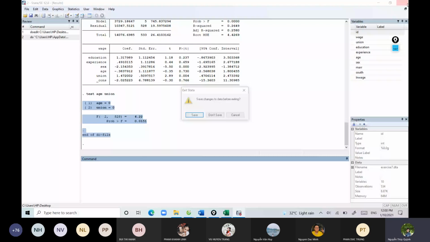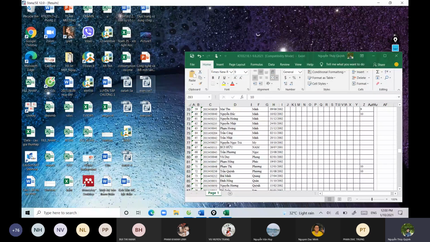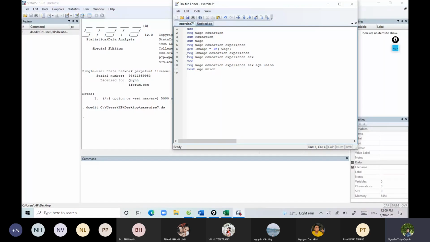All right, so let's see the do file here. Does it have the use command now? All right, we will write the command use and paste the link. User HP, that's my location. Desktop and exercise 7. Now remember to save it first. Okay, save. All right, I save it.